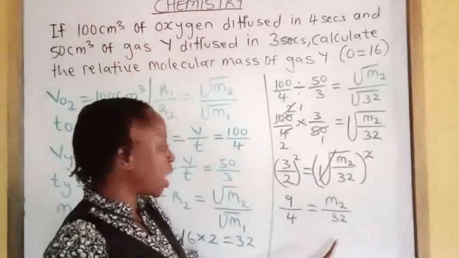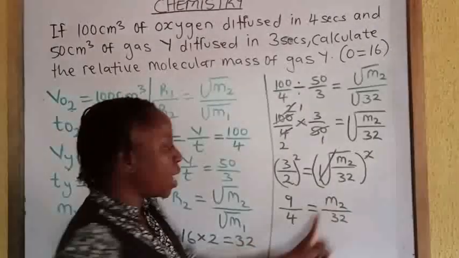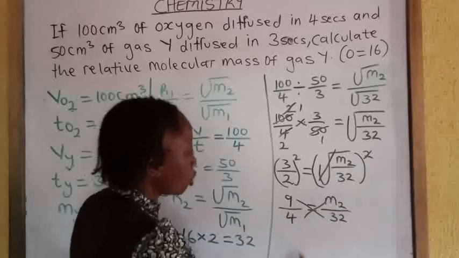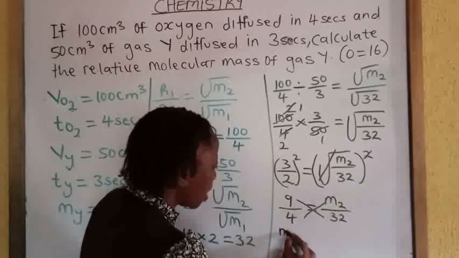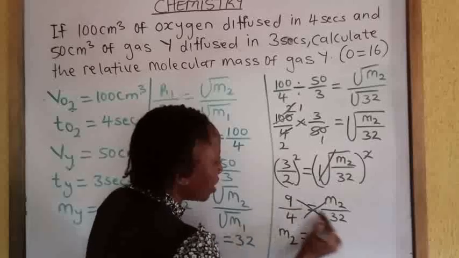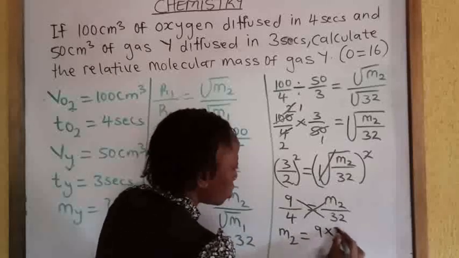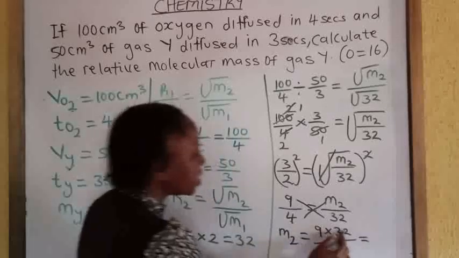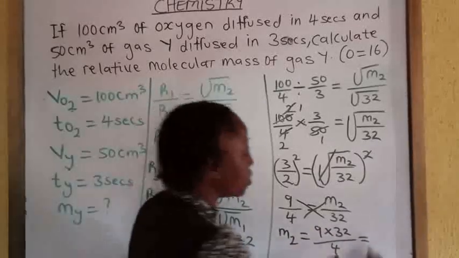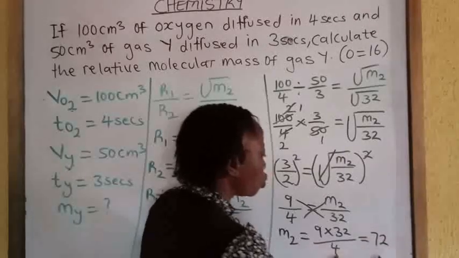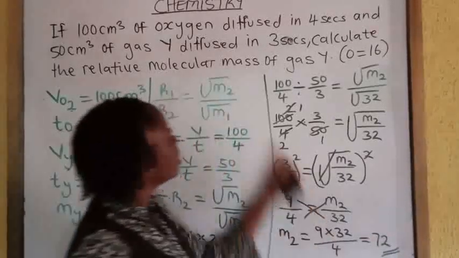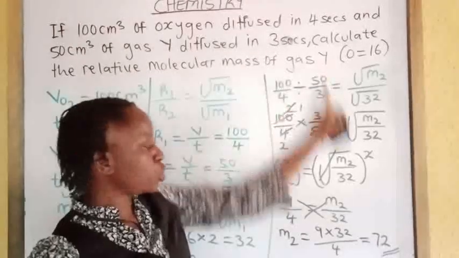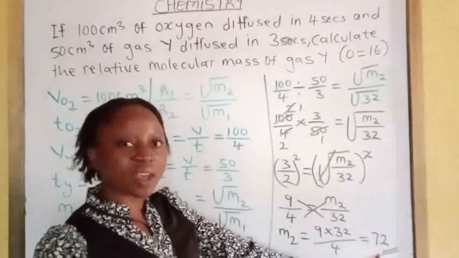So we cross multiply to get the value of M2, which is the molar mass of gas Y. So this will give us M2 equals 9 times 32, then divided by 4. So 9 times 32 divided by 4 will give us 72. So 72 is the relative molecular mass of gas Y.